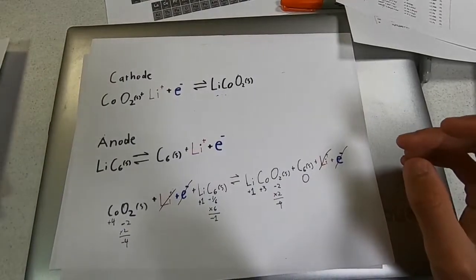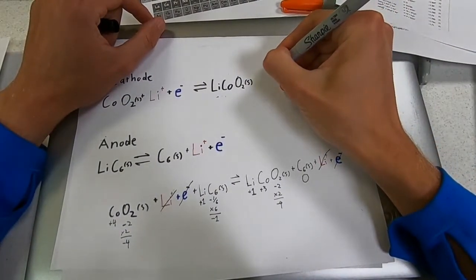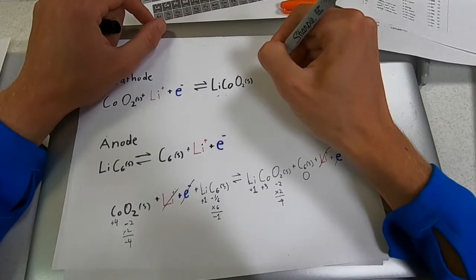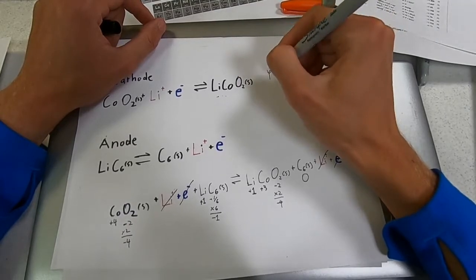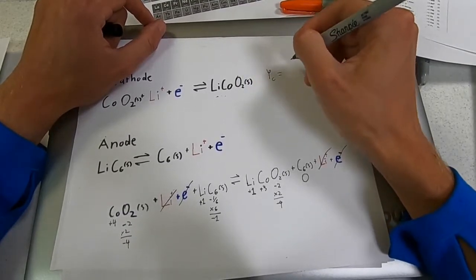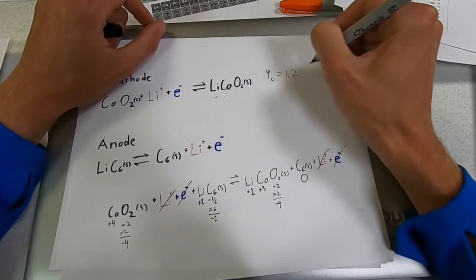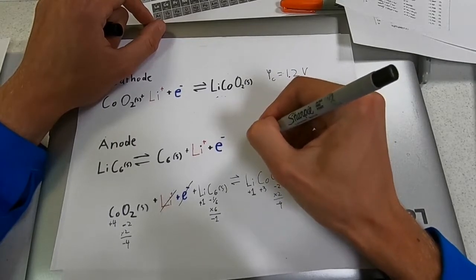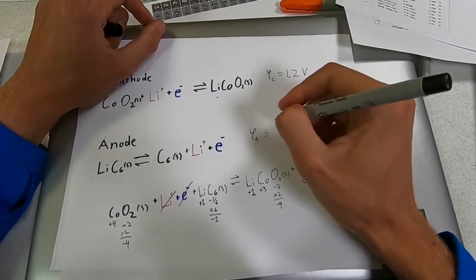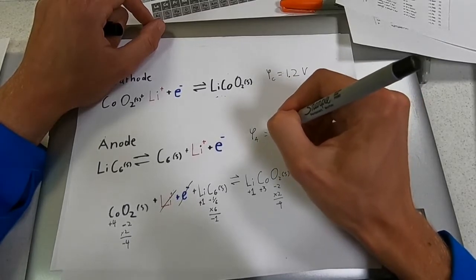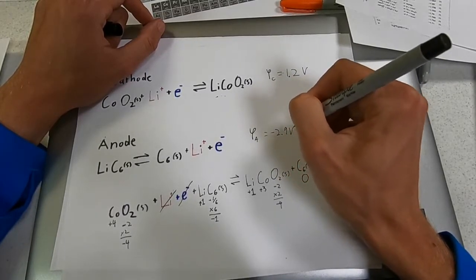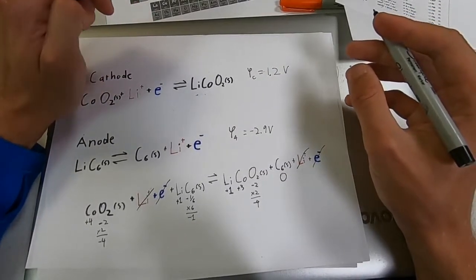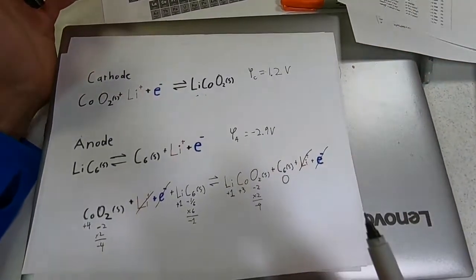So we know that our cathode half reaction potential, which we are going to draw, so cathode equals approximately 1.2 volts. We know that our anode half reaction potential is going to be approximately negative 2.9 volts. We can put these two together to figure out what the voltage of the entire cell or battery is.